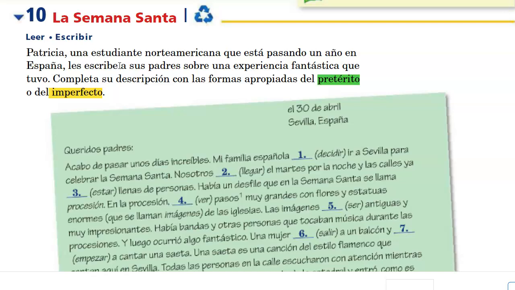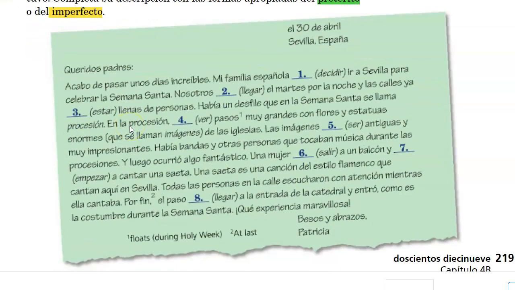So, Patricia, a North American exchange student that's spending the year in Spain, writes to her parents about a wonderful experience that she had recently during La Semana Santa, which is the week of Easter, Holy Week. So you're going to complete her description with the appropriate forms of either the preterite or the imperfect. This is not an easy exercise. It is similar to that of our warm-up.